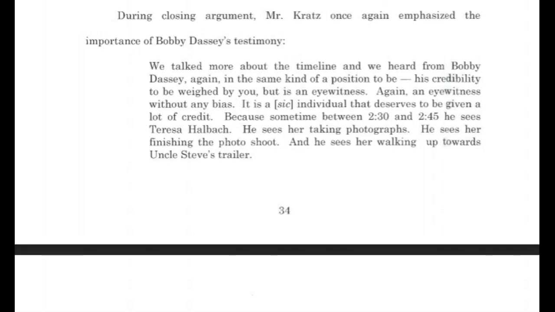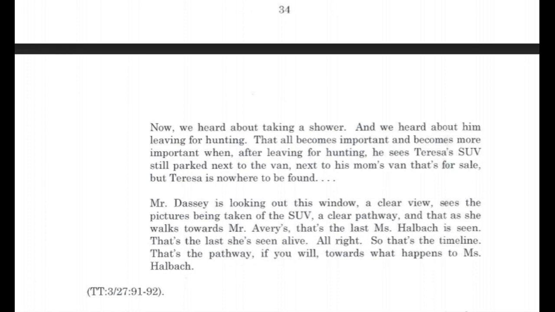During closing argument, Mr. Kratz once again emphasized the importance of Bobby Dassey's testimony. We talked more about the timeline, and we heard from Bobby Dassey again in the same kind of a position to have his credibility weighed by you, but is an eyewitness. Again, an eyewitness without any bias. It is an individual that deserves to be given a lot of credit, because sometime between 2:30 and 2:45 he sees Teresa Halbach, and he sees her taking photographs. He sees her finishing the photo shoot, and he sees her walking up towards Uncle Steven's trailer. Now, we heard about taking a shower, and we heard about him leaving for hunting. That all becomes important and becomes more important when, after leaving for hunting, he sees Teresa's SUV still parked next to the van, next to his mom's van. That's for sale. But Teresa is nowhere to be found.